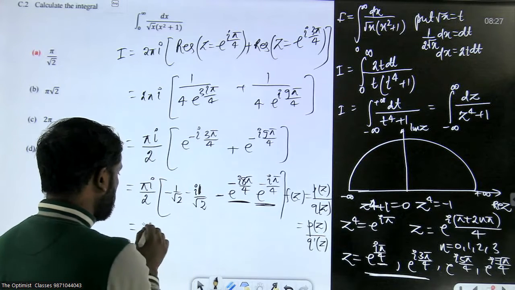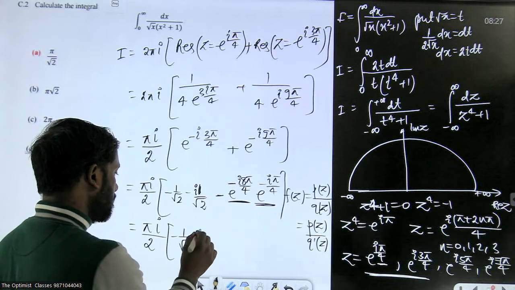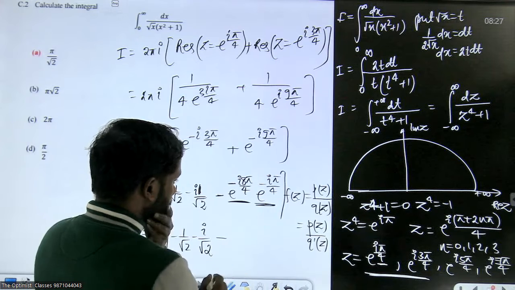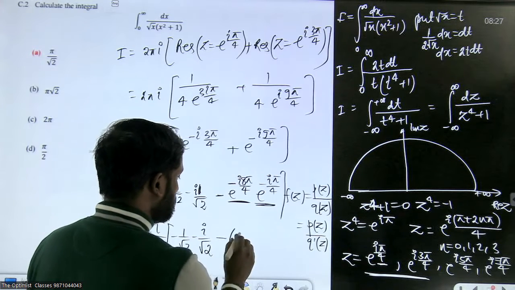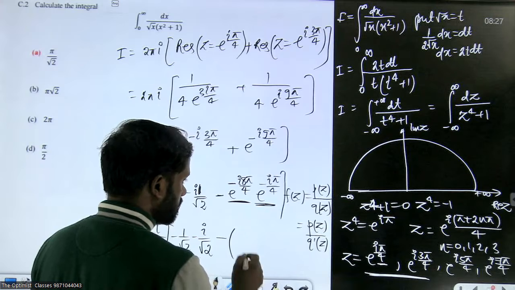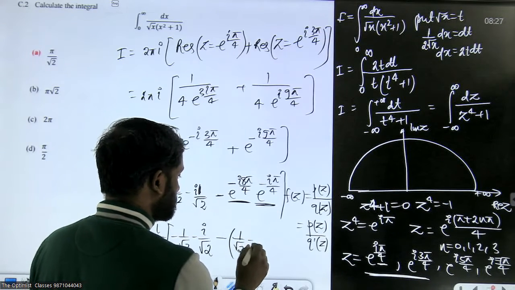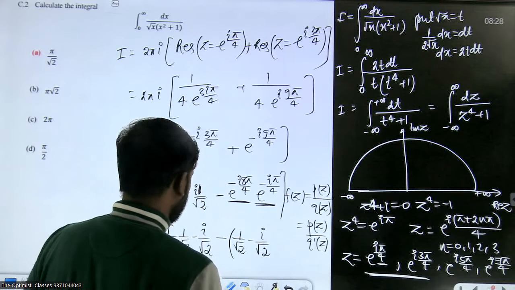So you get pi iota divided by 2, and this is minus 1 by root 2 and minus iota by root 2, and here this is 1, and this gives you, basically it is in the fourth quadrant. So this is cos of pi by 4. Cos of minus pi by 4 is 1 by root 2, and here minus iota by root 2. That's what you get.